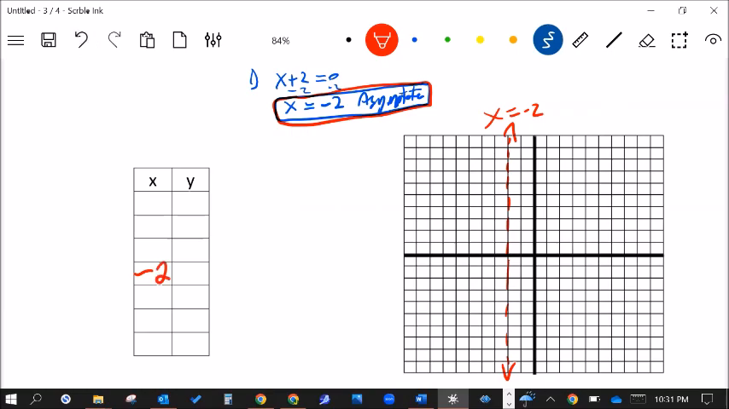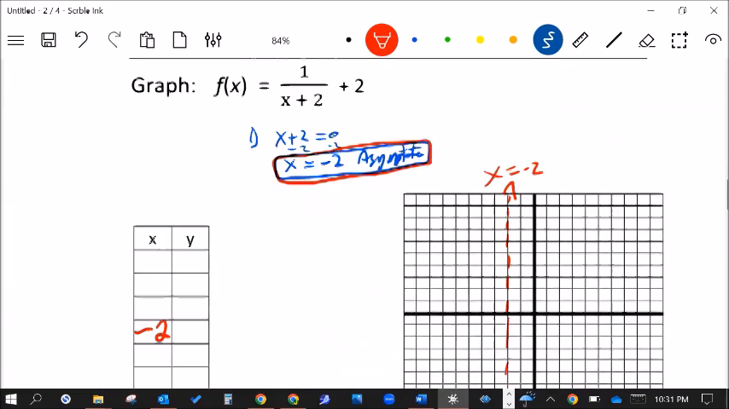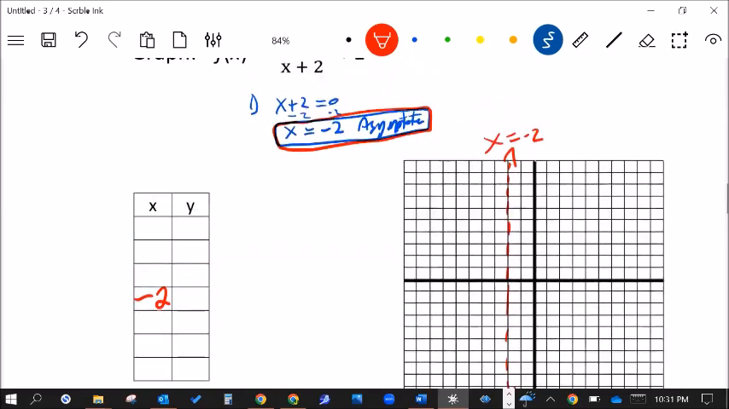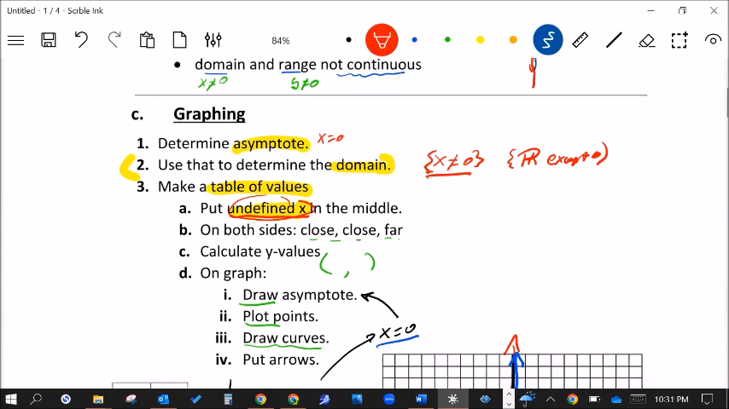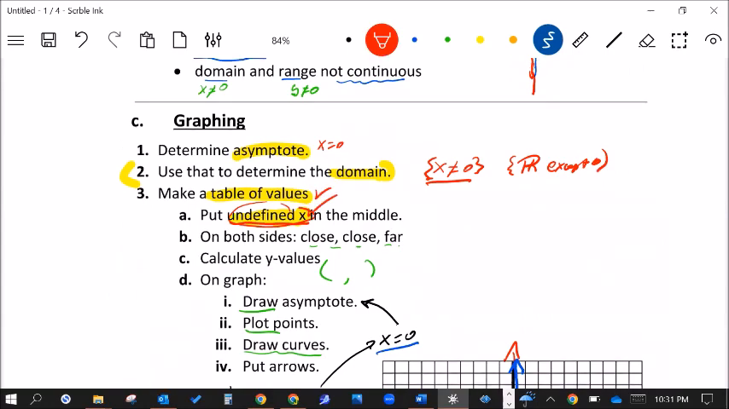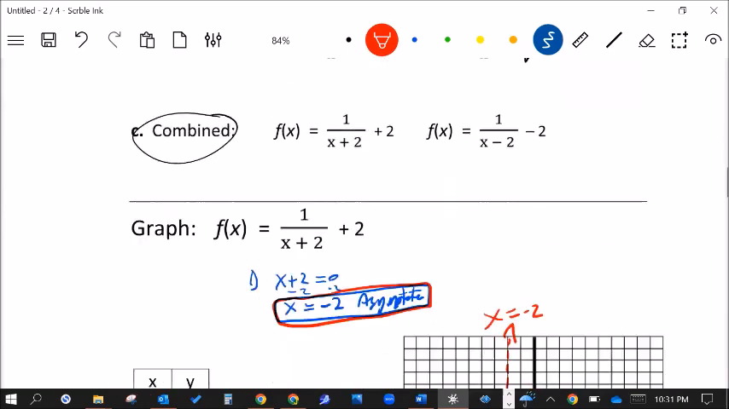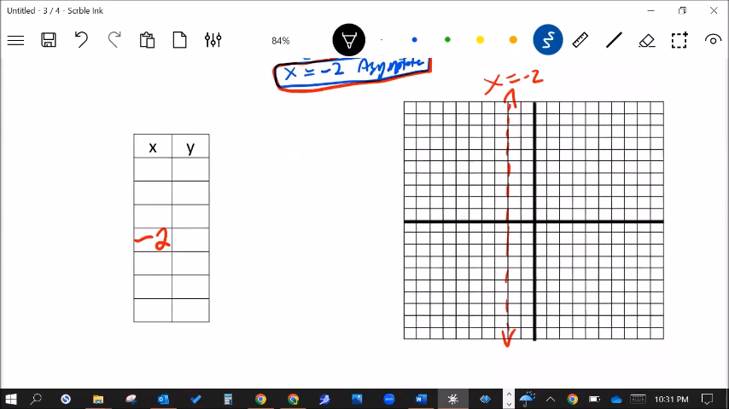Because remember, one of the rules, the third major thing, the second was find domain. Third is to do the table of values. So we're going to make a table of values and we're going to put the X in the middle. And then we're going to take two numbers that are close and two that are far away. So I'll go the other way this time. If that's -2, and we have -3, -4, -10. And on the other side, well, we're going from the -2 to -1 and to 0, and then out to +10.